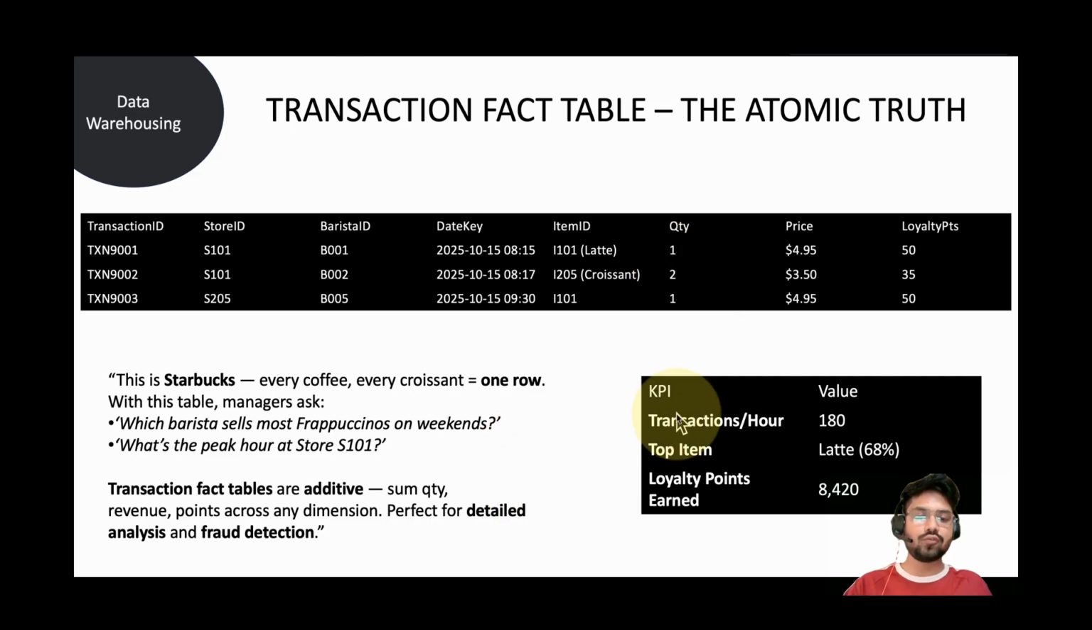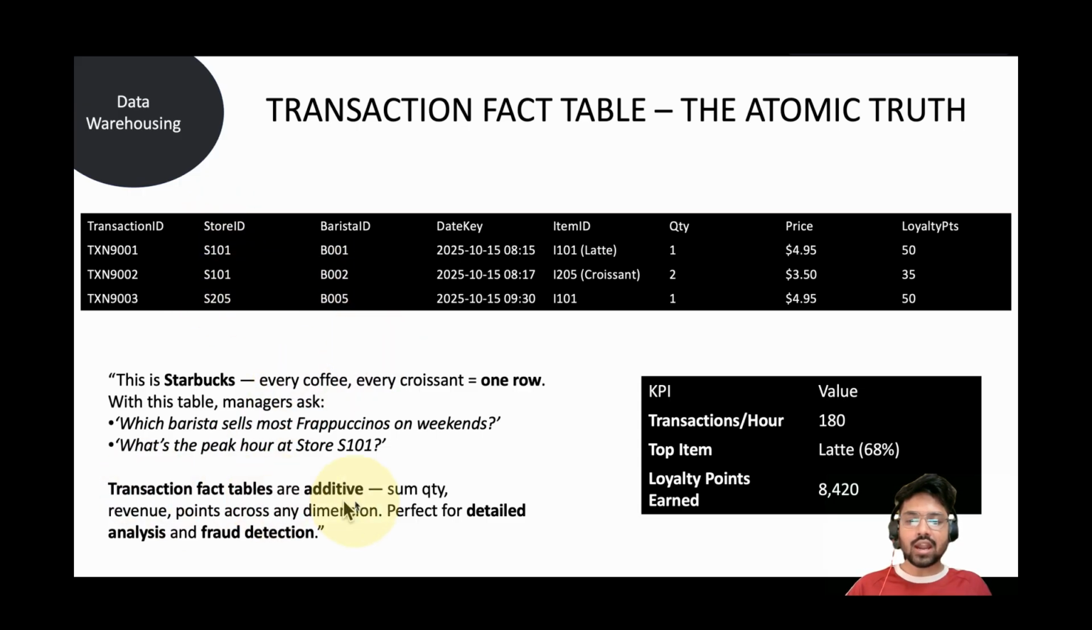So let's say we need to find out this metric, that is what are the transactions per hour. We can easily find out using our fact tables what the top items sold are. Here you can see latte, and what the loyalty points earned are, so 8420. In this way we can calculate the details using this fact table, which is nothing but numerical data, and the details for that data and the descriptive attributes are present in the dimension tables, which are stored via this foreign key. So here you can see store ID S101. So it is like that.